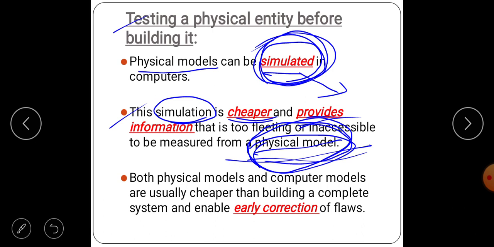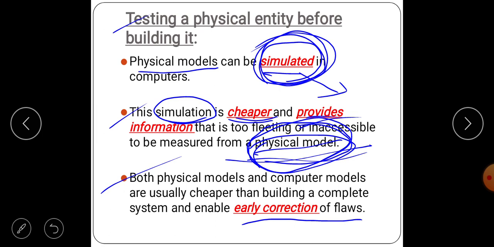Okay, both physical models and computer models are usually cheaper than building the complete system and enable early correction of flaws. Means why are you using both the physical model and the computer model? Because this is going to enable the early correction.